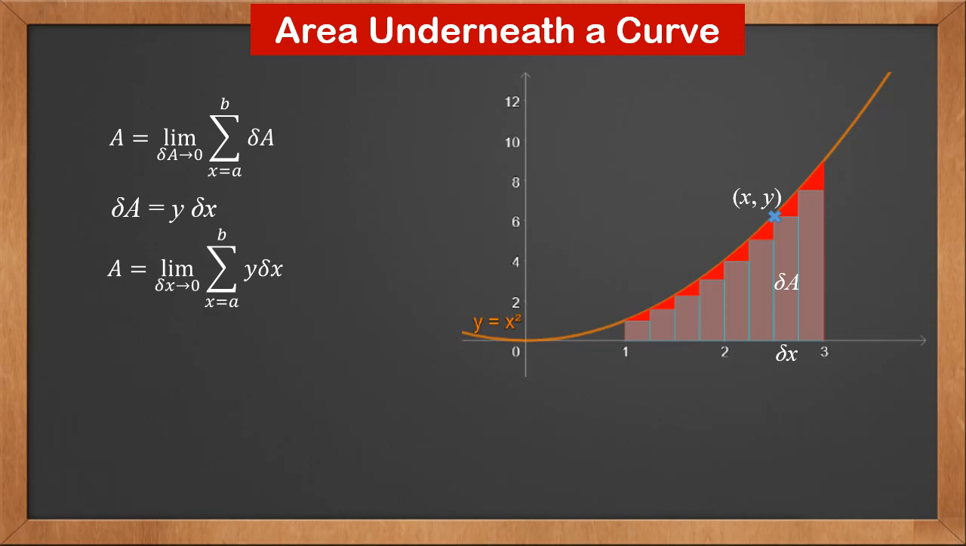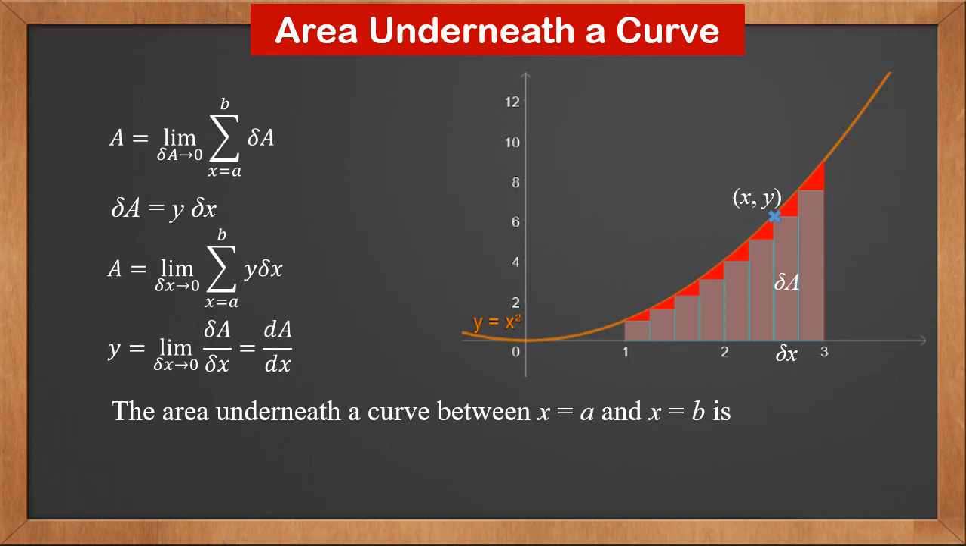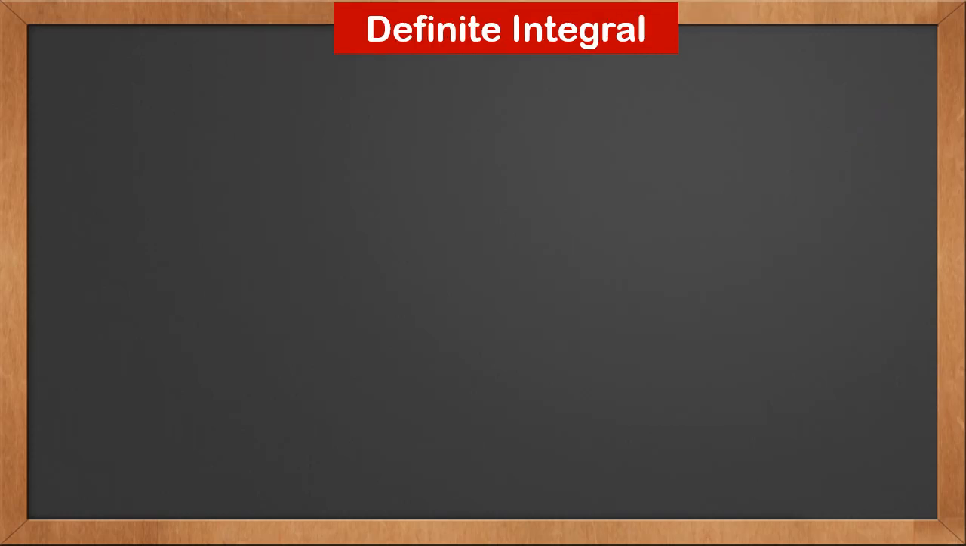Therefore, y is the limit of delta A over delta x when delta x approaches 0. This is dA over dx. If y is dA over dx, then A is the integral of y dx. So the area underneath the curve, above the x-axis, between x equals a and x equals b is the integral of y dx from a to b.